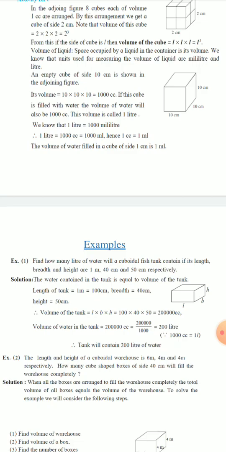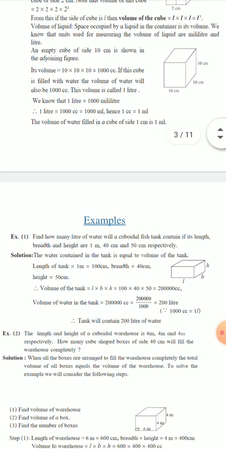Are you getting it? Simply, we have to calculate the volume of the tank and just convert the unit. That is, 1000 cc equals 1 liter. So 2 lakh cc equals how many liters? In that way you can calculate, the answer is 200 liters.